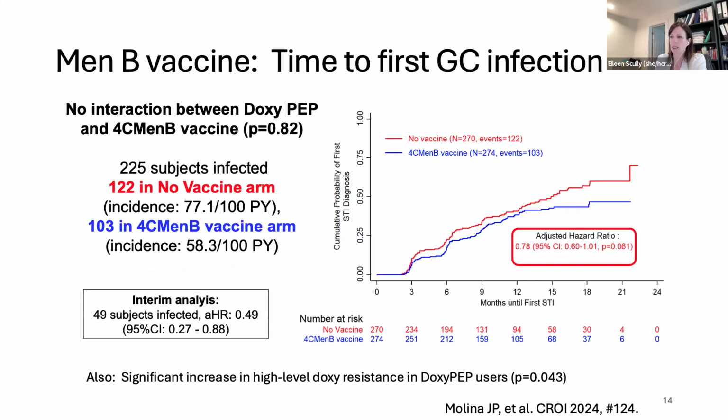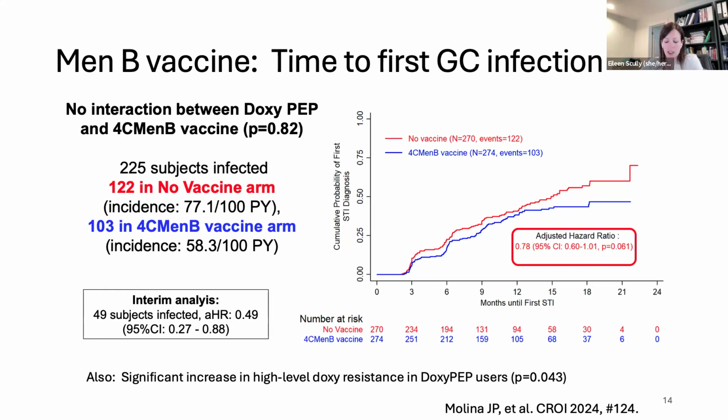So they saw no interaction between DoxyPEP and the vaccine. So again, both groups on DoxyPEP, not on DoxyPEP. There was a group who received the meningitis vaccine, and they no longer have a statistically significant hazard ratio. So no vaccine is here in red, and the blue line is the meningitis vaccine, but the adjusted hazard ratio crosses 1 just barely.